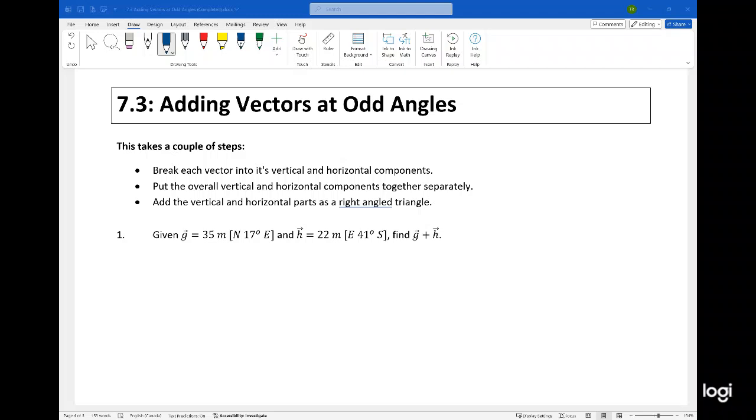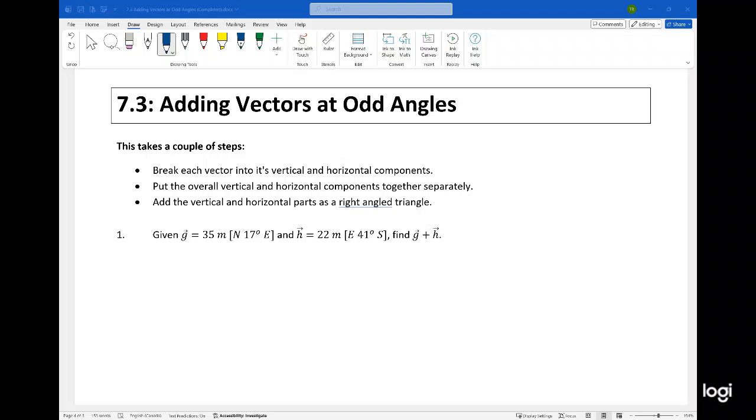So in our last lesson, we took a look at adding vectors at right angles, and we saw that it was basically just using Pythagorean theorem and SOHCAHTOA. And then we took a look at breaking vectors into their vertical and horizontal components. So basically the same thing, but kind of backwards. Today we're going to look at adding any two vectors.